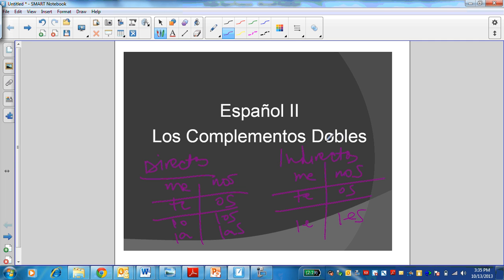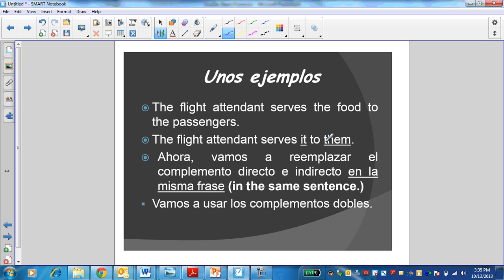Básicamente, complementos dobles refiere a cuando vamos a reemplazar el complemento directo e indirecto. Okay, vamos a reemplazar el complemento directo, el complemento indirecto en la misma frase, in the same sentence. So, for example, aquí tenemos un ejemplo. The flight attendant serves the food to the passengers.